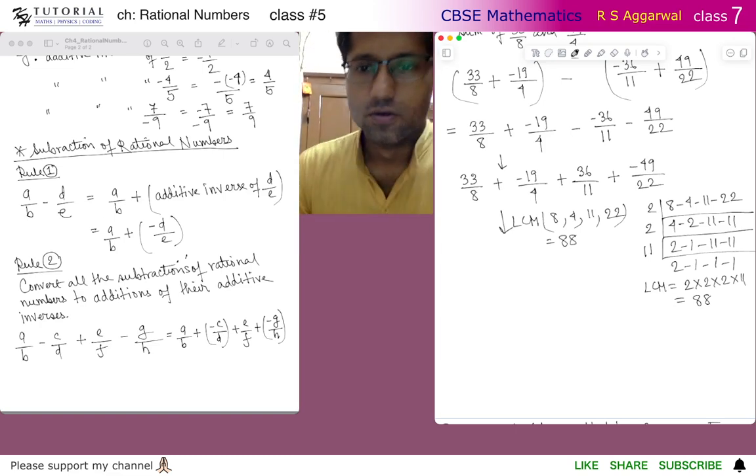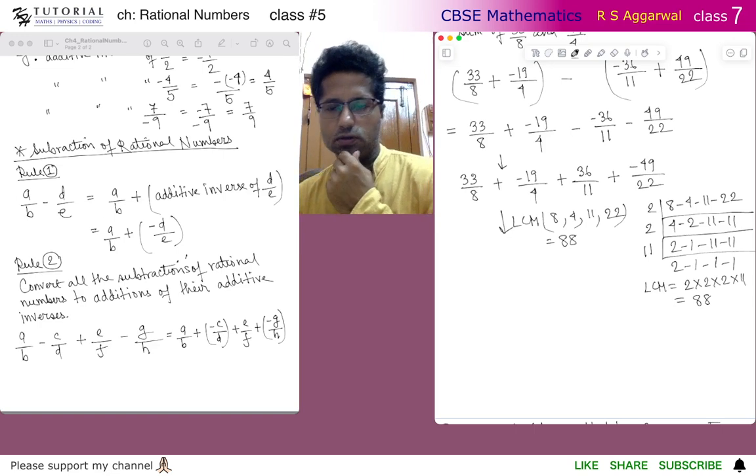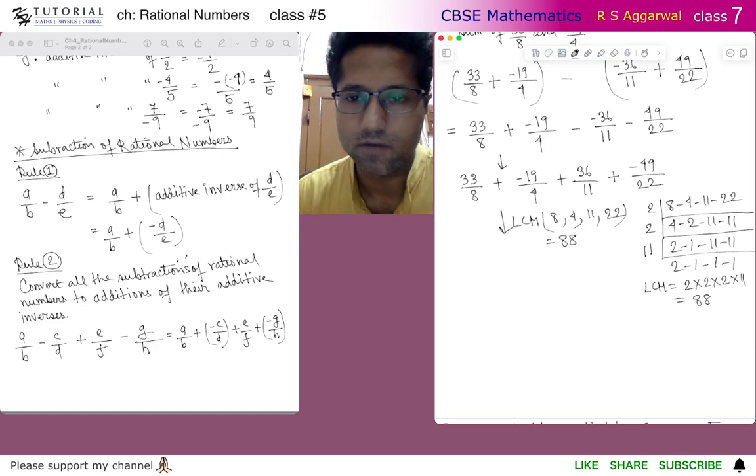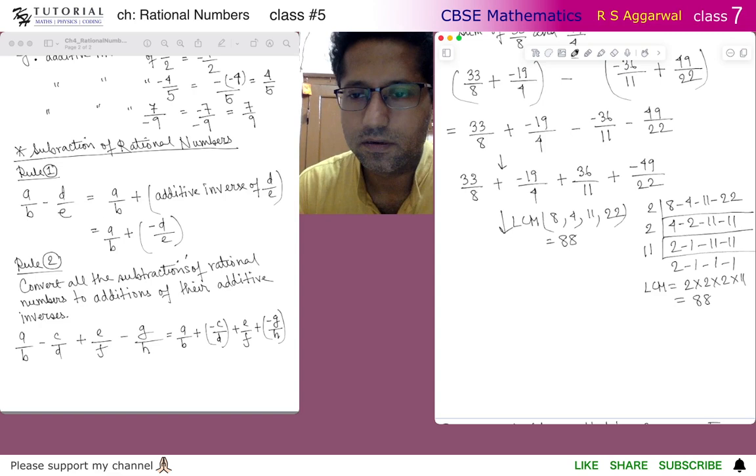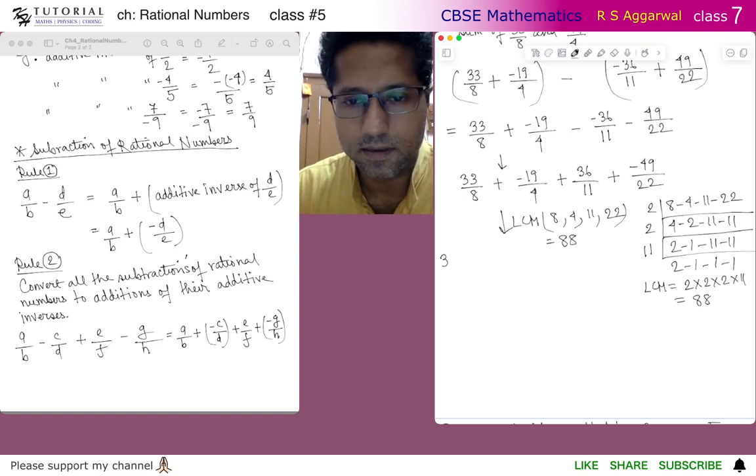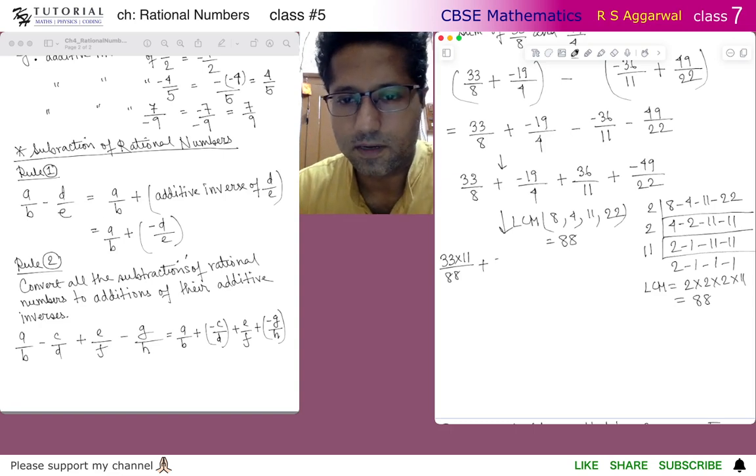Okay. So now we have to convert all the rational numbers to their equivalent form so that they all have a common denominator of 88. There is not much space left, so I will not write in much detail. I will convert all the rational numbers so that they all have 88 as the denominator. So 33 will be multiplied by 11, and we have 88, plus minus 9 has to be multiplied by 22, and we will have 88.